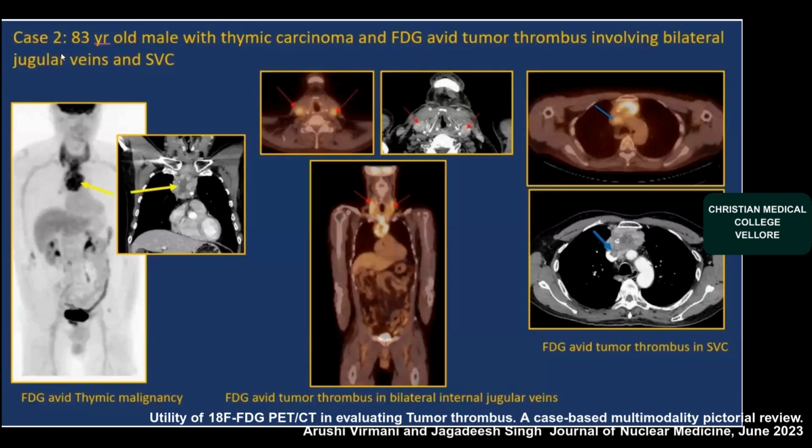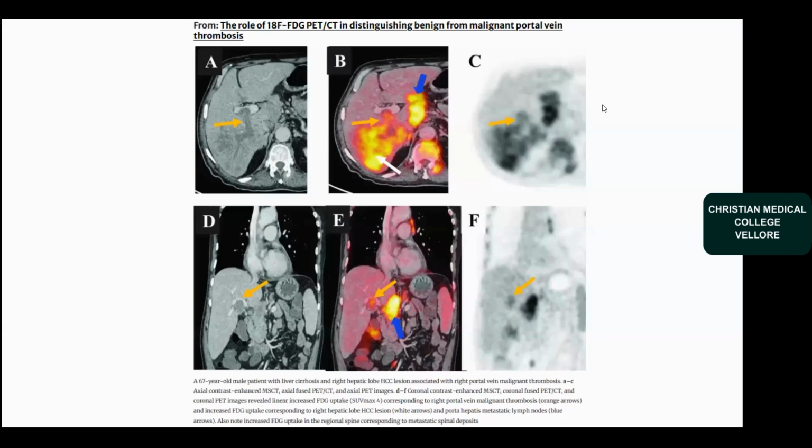This is one example, an 83-year-old patient with thymic carcinoma. We can see the bilateral internal jugular veins showing good FDG uptake, as well as the SVC. Here you can see the thrombus, which is also taking up FDG. This is a hepatocellular carcinoma with a tumor thrombus invading the portal vein, the right portal vein. Here we can see it taking up more FDG, so more likely it is a tumor thrombus.